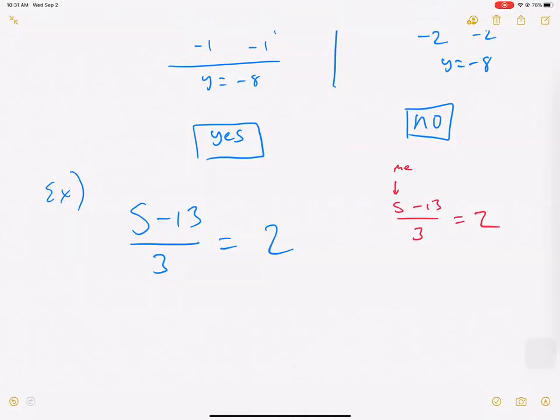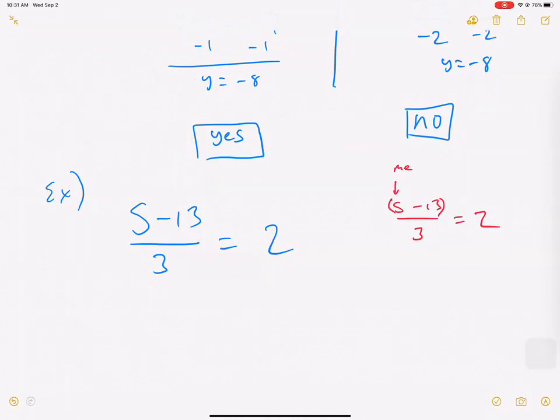I would talk to the 13 first, because order of operations does a group first. So I would do this first, followed by the 3. Thank you, the 13, that's right. So if we're working backwards to undo everything, we want to get rid of the 3 first, because it's farthest away. It's my last thing I was going to do.